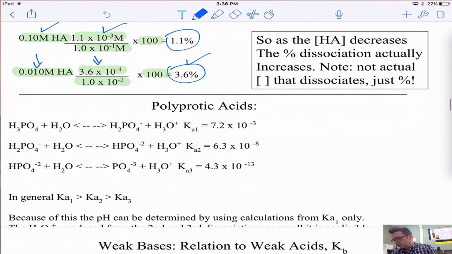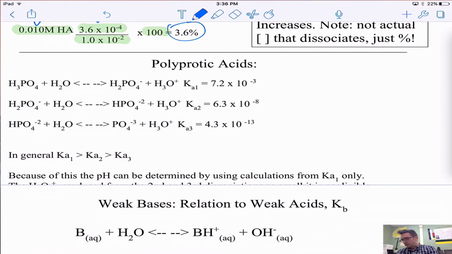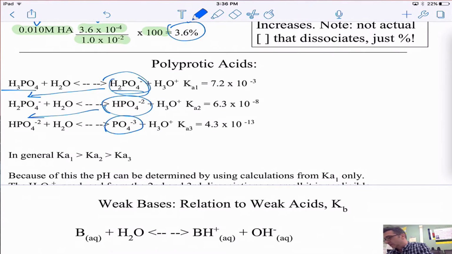Okay, the last thing I want to show you is with polyprotic acids here. With polyprotic acids, we have an acid. This one has 3 H's, H3O plus. It dissociates, 1 H comes off. This product then dissociates again, and another H comes off. This dissociates again, and then another H comes off. And we get 3 different K values, Ka1, Ka2, Ka3.